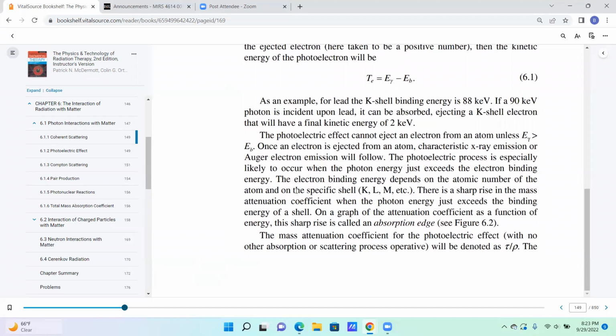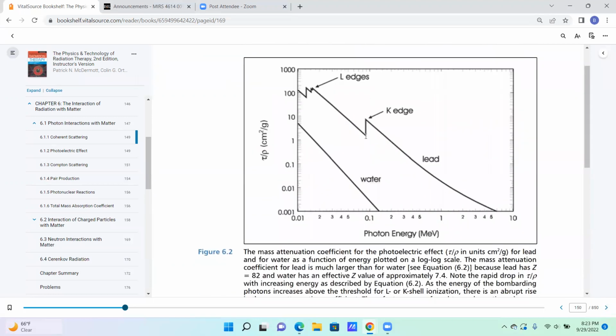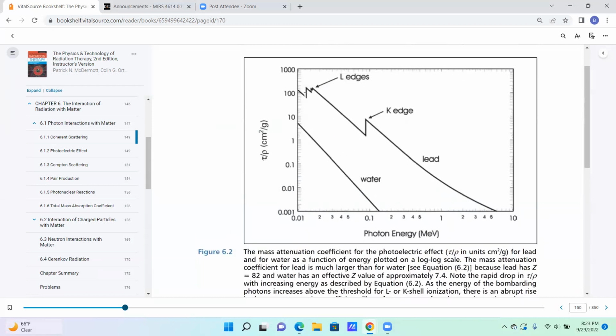There's a sharp rise in the mass attenuation coefficient with the photon energy just exceeding the binding energy of the shell. On a graph of the attenuation coefficient as a function of energy, that sharp rise is going to be called the absorption edge. Now, let's take a look at this. So you can see, and we'll talk about this in just a minute, this is the sharp edge. It's kind of what they're talking about right here.